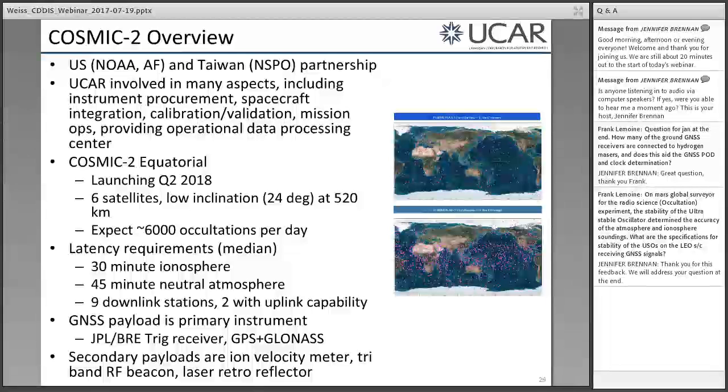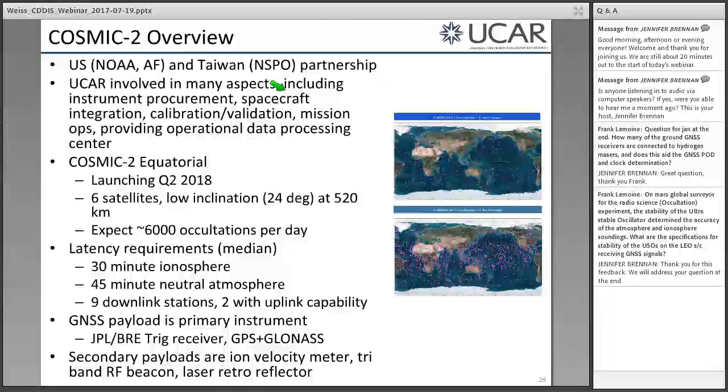So, in particular on the data processing side, we actually don't have much time because a lot of your latency there is taken up by waiting for the downlink to happen. For neutral atmosphere, the latency requirement is a bit higher, and that is mainly because the numerical weather models don't run all that often. They kick them off every few hours, so the latency isn't quite as important for that. But this drives a lot of work on the downlink side. There are 9 sites distributed around the world. Most of them are receive-only, but 2 of them have uplink capability.